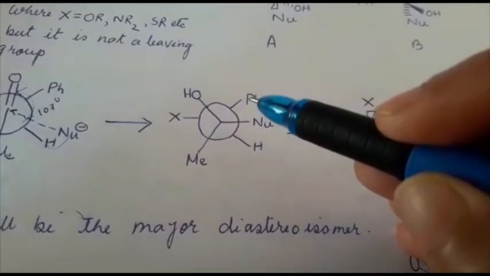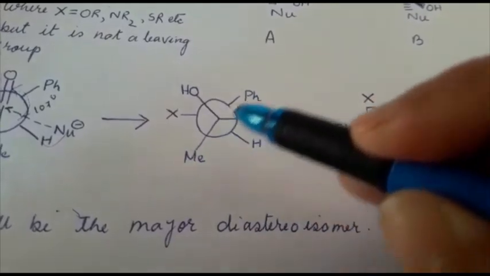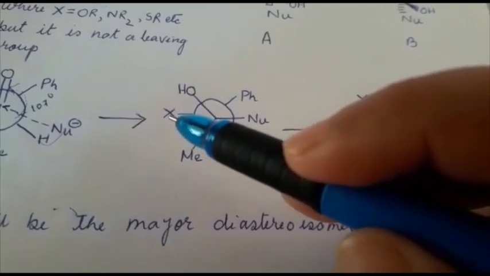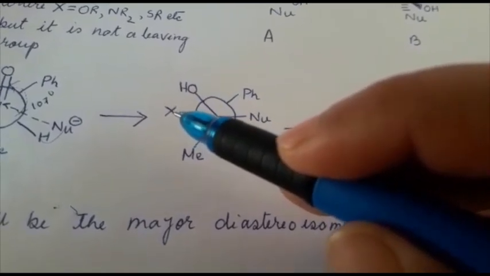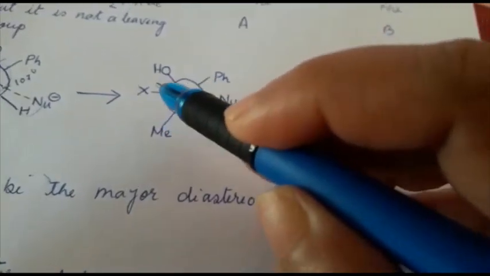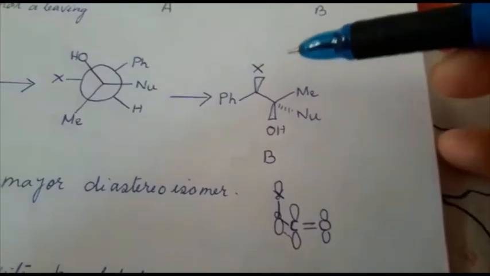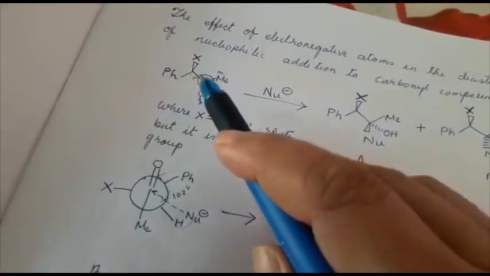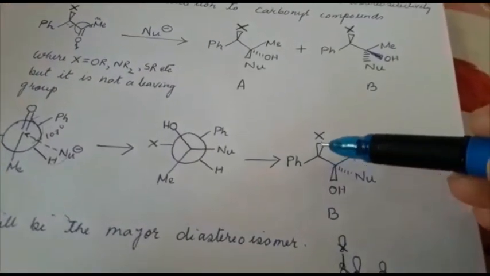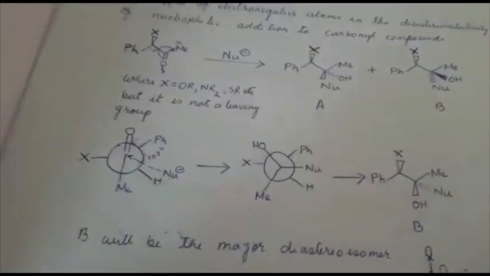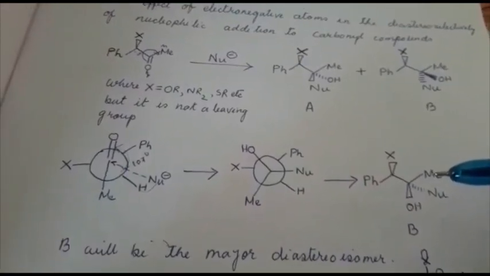And what we have observed is that this phenyl and methyl are in the same plane, and hydroxy and X are on the same side. If X is above the plane, then OH will also be above the plane. That means their relationship is cis, right? Now the product will be B. That means since in the original molecule X was above the plane, therefore it will also be above the plane, and OH and X relationship will be cis. That means B will be the major diastereomer.